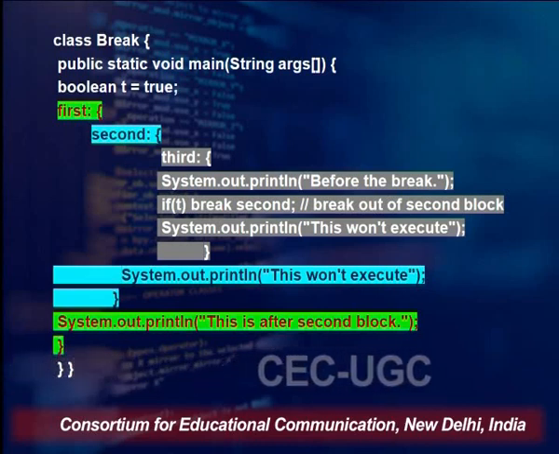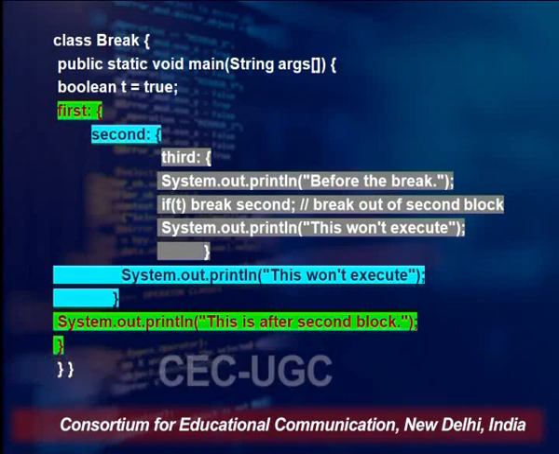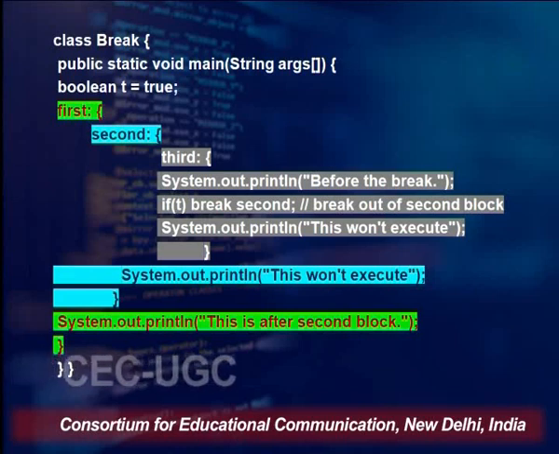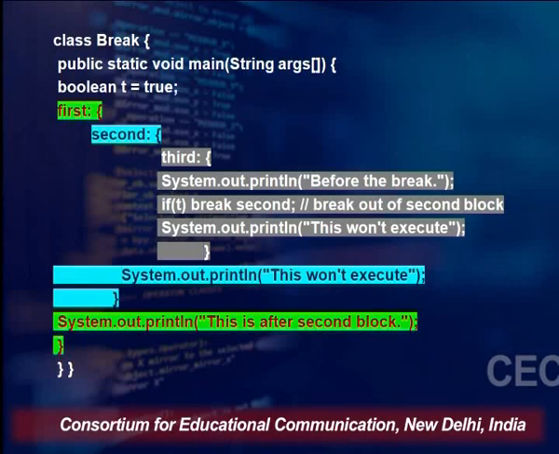And within this second statement, there is another nested block named third, which is enclosed inside the highlighting of gray color. So here you can see we have the block first, then within that we have block second, and within that we have block third. If I want to come out from the second block, I'll be using the statement break and the name of the block, which is second.